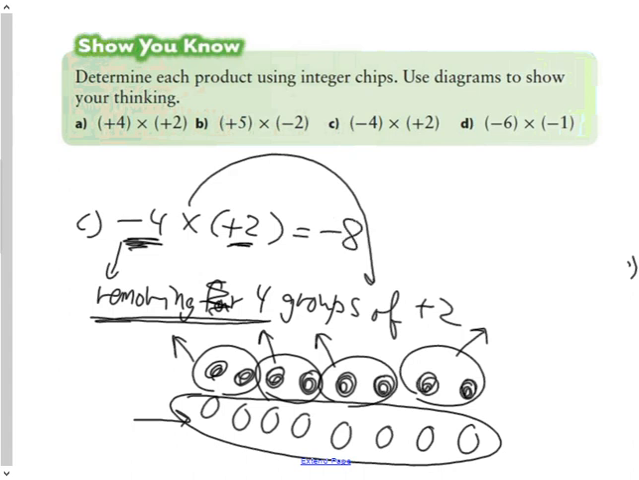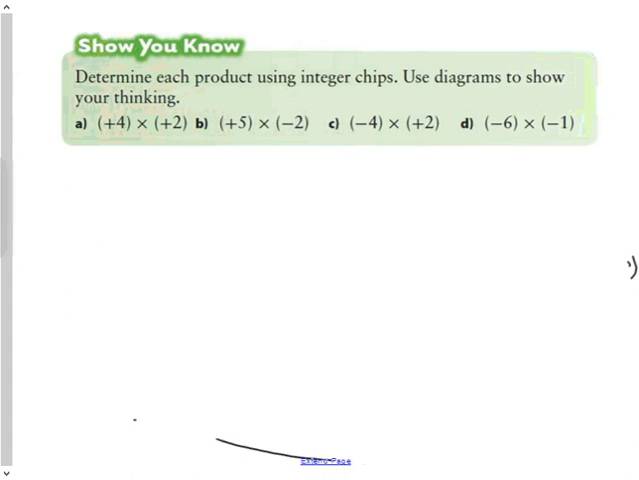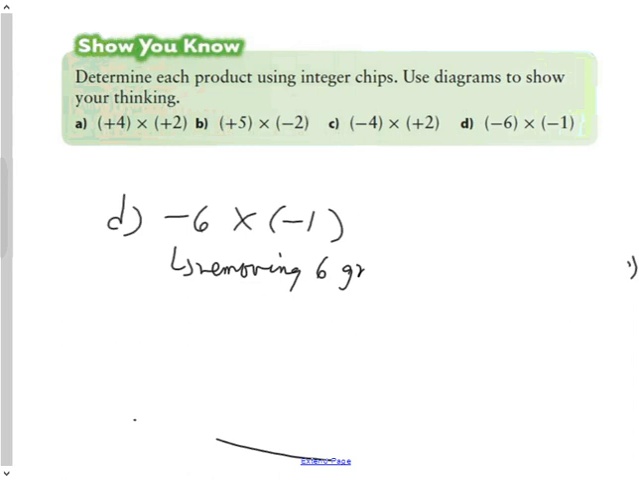So removing 4 groups of positive 2 from something will result in a decrease of that by 8 degrees or $8 or whatever it is you're dealing with. And your last question, question D, says -6 times -1. And again, if we're thinking about this, this is removing 6 times, or 6 groups of -1.